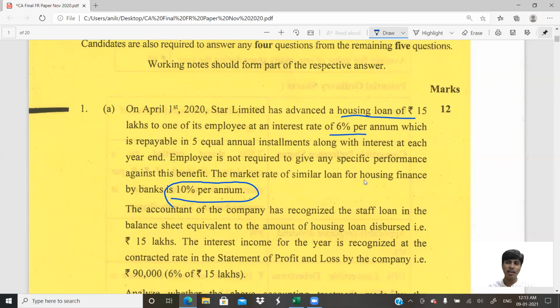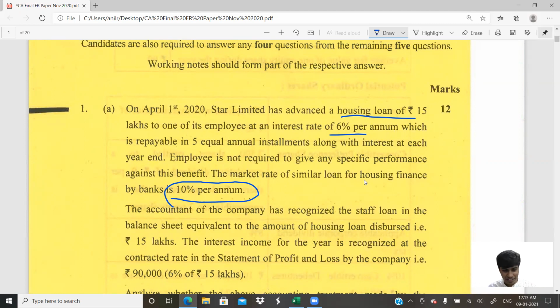So maybe he's not aware of anything like Ind AS. So what has this guy done? This accountant in this particular Star Limited has recognized the financial asset, or basically the loan given, at 15 lakh rupees, which is a terrible mistake. Why? You would have to recognize the employee benefit expense, and this guy has royally ignored the concept of fair value method here. So we would have to teach him fair value method.